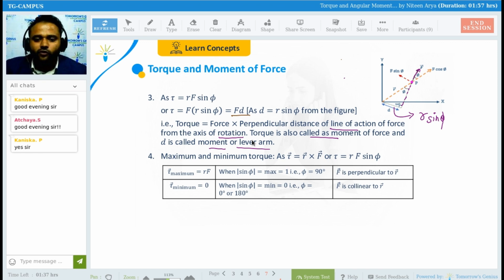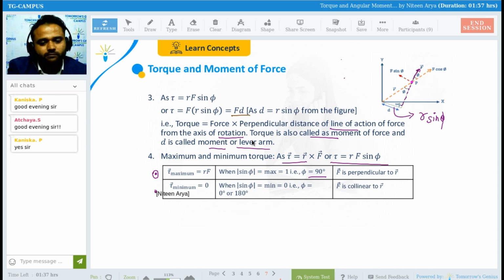Clear? So even with the formula, you can see that torque tau equals r cross F, and r sin phi. So it is maximum when sin phi is maximum, that is phi equals 90 degrees and F is perpendicular to r. If they are mutually perpendicular to each other, we can get the maximum torque, and if they are parallel, we get the minimum torque.